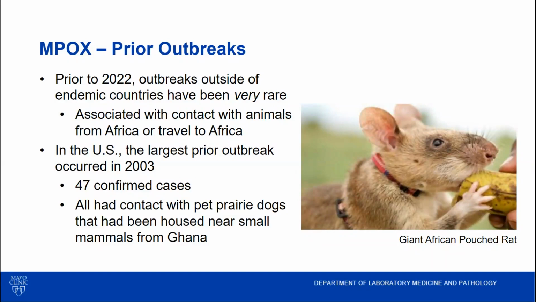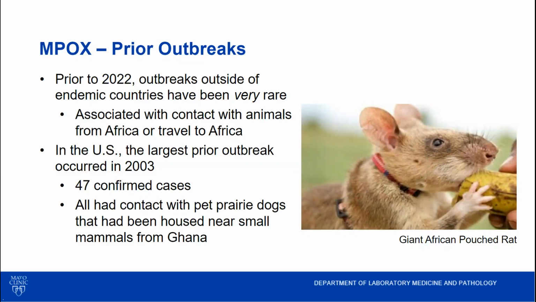And the investigation that occurred during that 2003 outbreak showed that those who became infected all had contact with pet prairie dogs. And initially there was concern that the prairie dogs were reservoirs for MPOX virus. But it was determined that those prairie dogs were being housed in the same facility in cages near other small mammals that had been imported from the continent of Africa, and specifically Ghana.